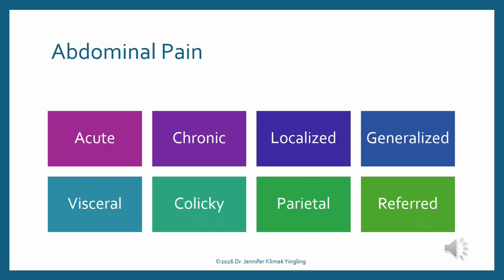Localized pain is pain that's confined to a specific area of the abdomen, which can help identify the underlying cause. Please refer to the previous slide where we discussed the different quadrants of the abdomen and the underlying causes. Generalized pain is pain that's spread throughout the abdomen, often indicating a systemic issue.